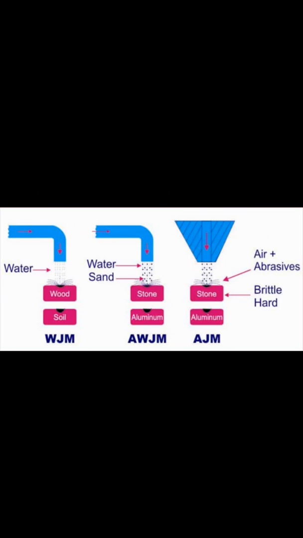In abrasive water jet machining, water along with sand, which is in compressed form. Compressed water and sand are focused on the workpiece. And in the case of abrasive jet machining, compressed air along with abrasive material is forced on the workpiece. This is the basic difference between water jet machining, abrasive water jet machining, and abrasive jet machining.